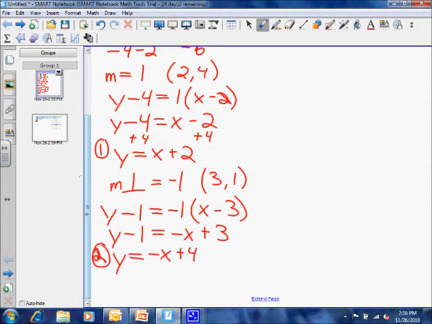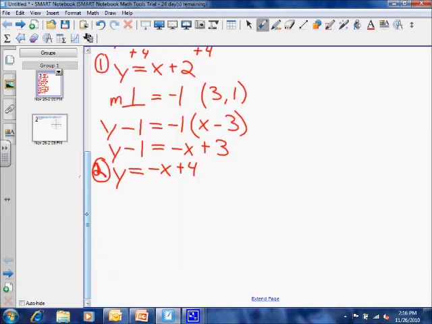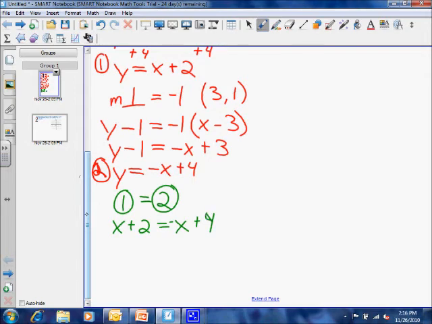My third step then is to take my equation from number 1 and my equation from number 2 and set them equal to one another. So I will have 1 equaling 2, and I have x plus 2 is equal to negative x plus 4. Then I will combine like terms and solve. I'm going to add x from the right to the left. So I'll have 2x plus 2 is equal to 4.